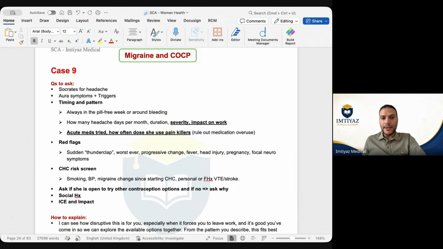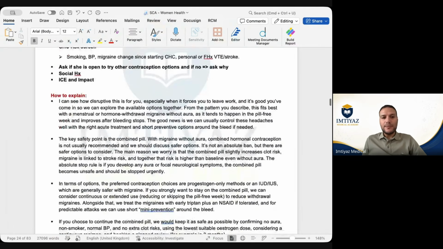Also rule out brain bleeding. And very important to ask about smoking. Stroke history, DVT. And if she is open to try any different contraceptive option for her. And if not, ask why. Impact and social history definitely is very important.